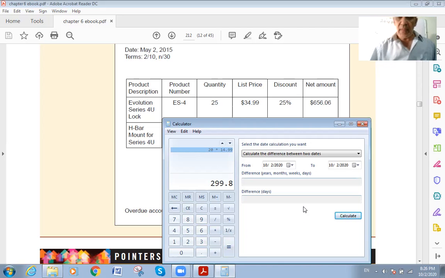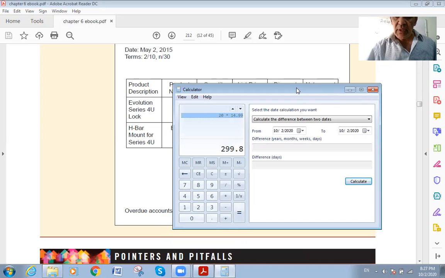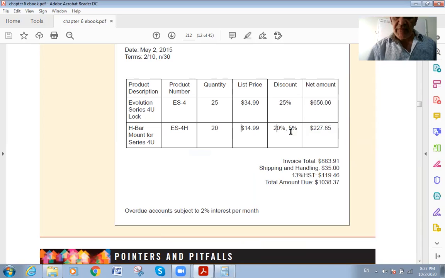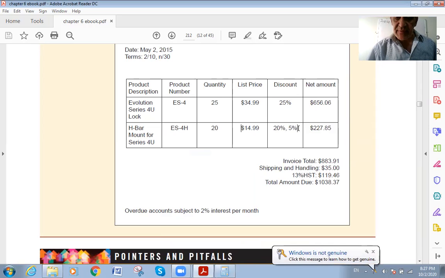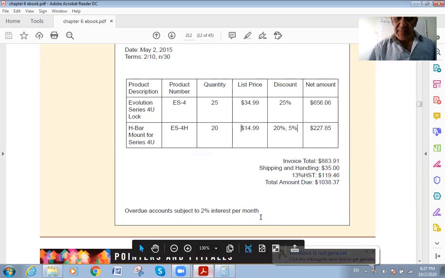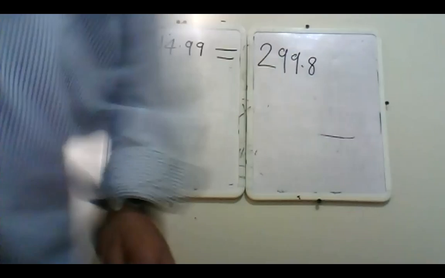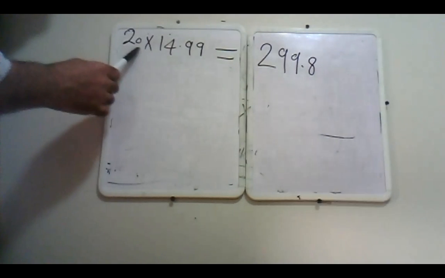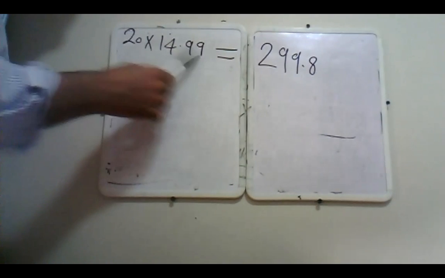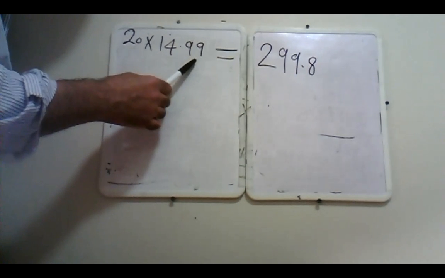Now, I want to go furthermore. I have here two discounts, 20% and 5%. Let me stop sharing the screen to show this point. The second one, we have the quantity 20 multiplied by the price for each, $14.99. This will give me the total of $299.80. That's good. Great.